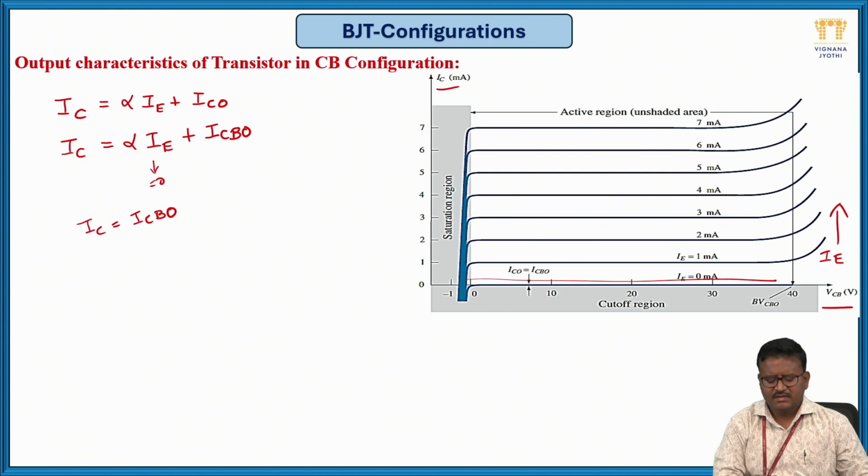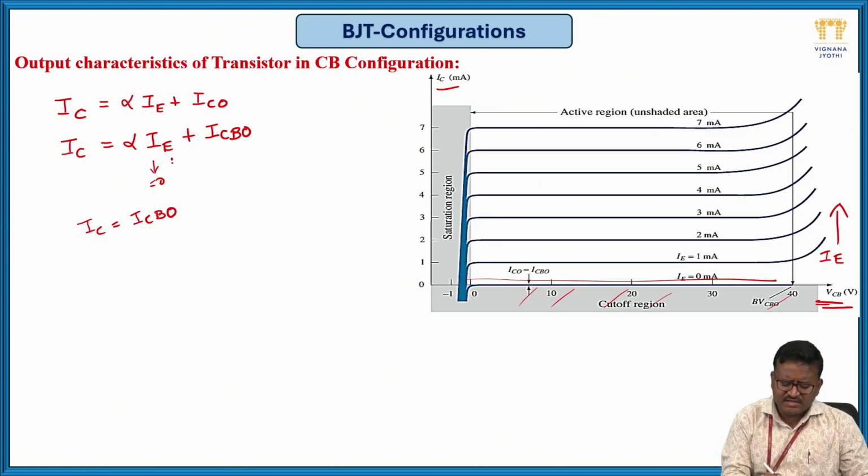So no current. As IE equals 0, there is no input current and no potential at the input. At the output, we are making VCB reverse bias. So with no input potential, the current is ICB naught. This is the condition we consider as the cutoff region. In that case, both junctions will be in reverse bias.